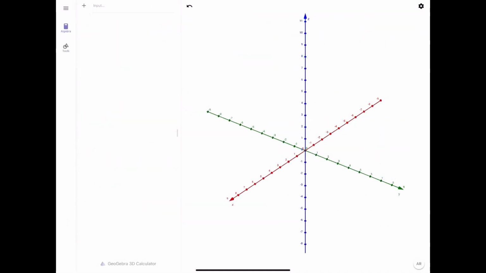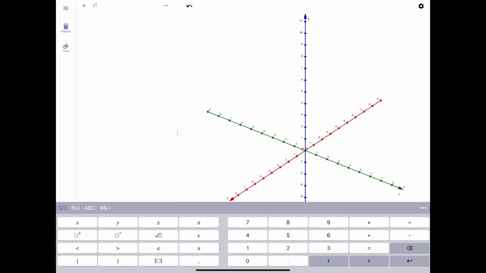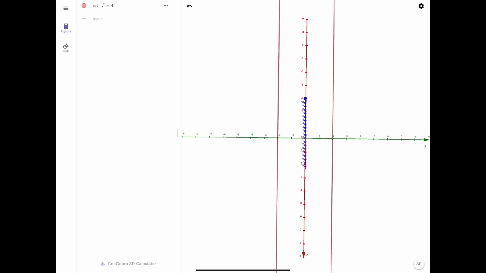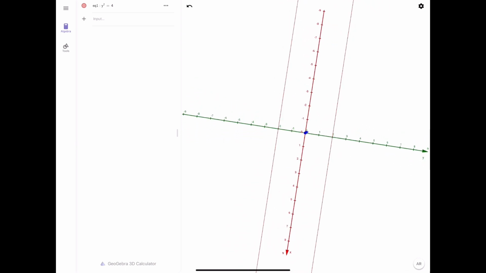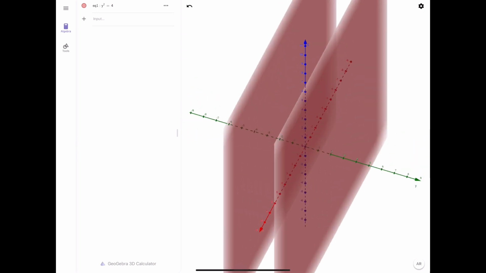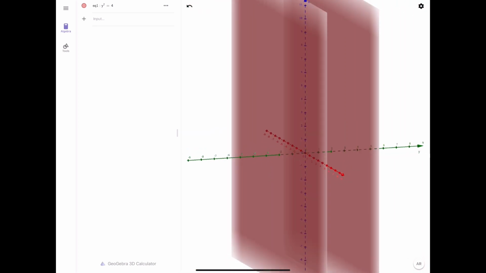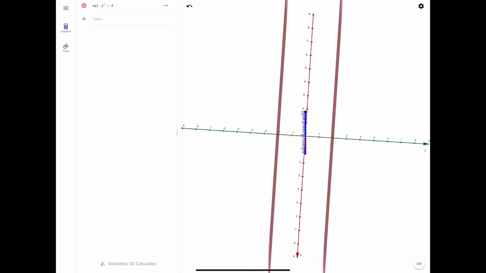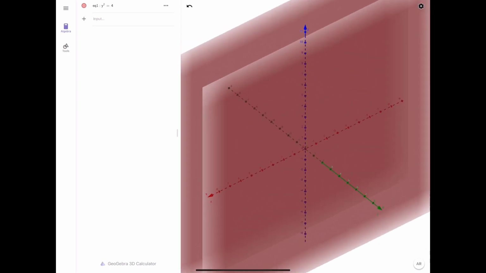Let's start by looking at the equation y squared equals 4. There it is. Those are the two planes, just as we expected. One passes through y equals negative 2. One passes through y equals positive 2. In the x and z directions, these planes extend infinitely far.